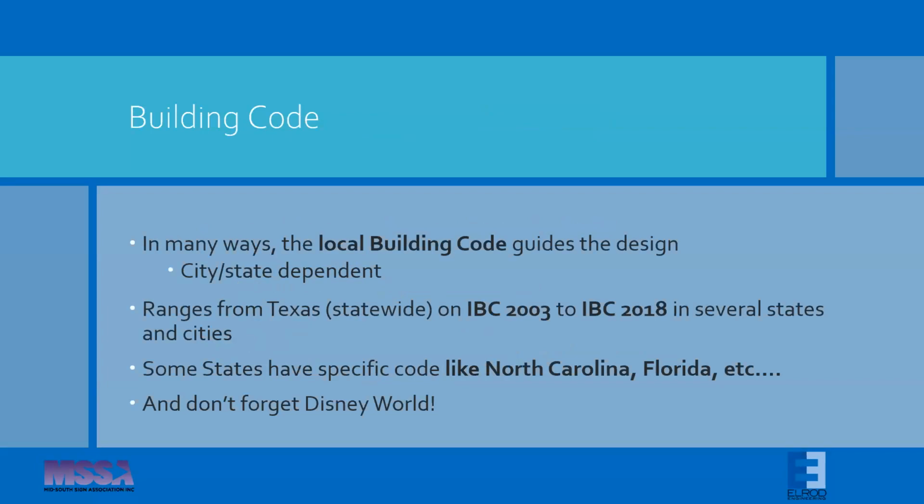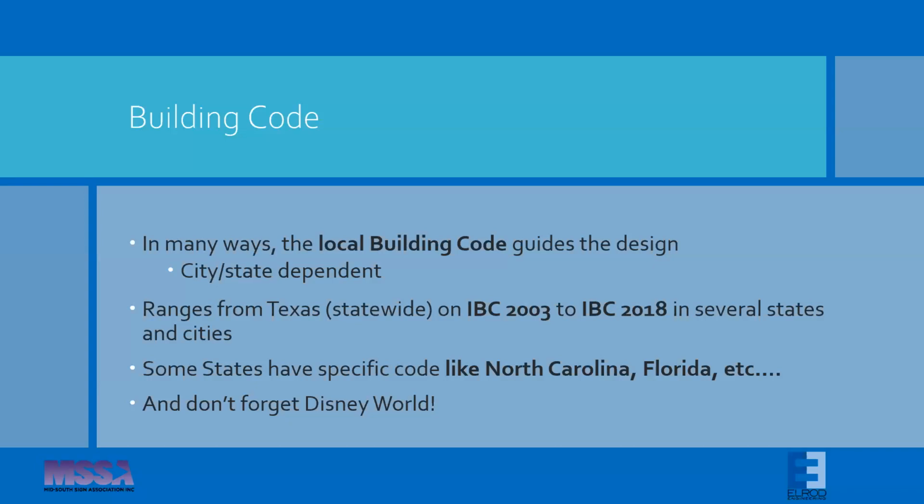So talking about the theory behind this, the building code is really what drives most aspects of the engineering design of signage. It basically tells us what and how loads are applied to a sign. It is locally dependent, even though sometimes if you don't have a local building code, it would default to the statewide building code, but it can vary widely depending on the region where you're working. I like to give an example of Texas, where statewide, the building code is a 2003 version of the IBC, but several states are already on the 2018 and even 2021 version of the building code.